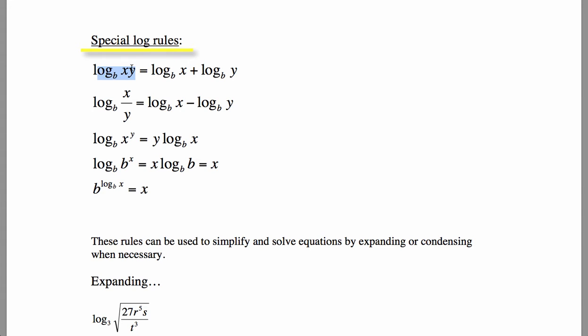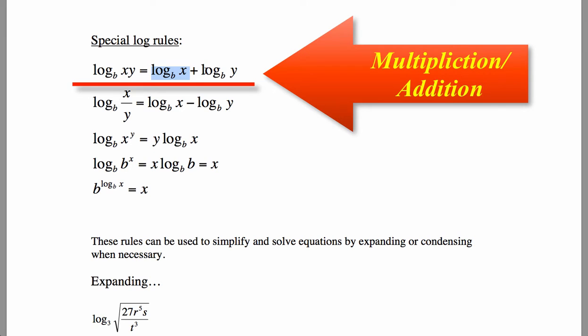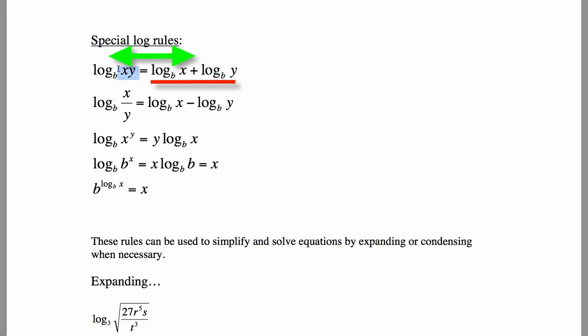These are special log rules that you should memorize. Here we have log base b of xy can be rewritten as log base b of x plus log base b of y. This is either direction. Let's say you have this scenario, you can make it equal to that over there.